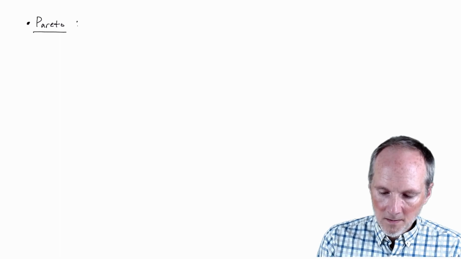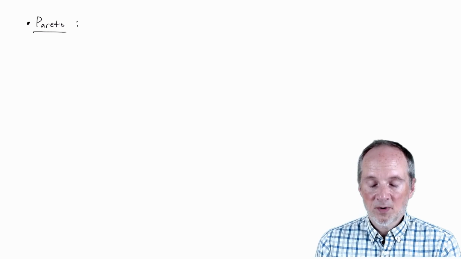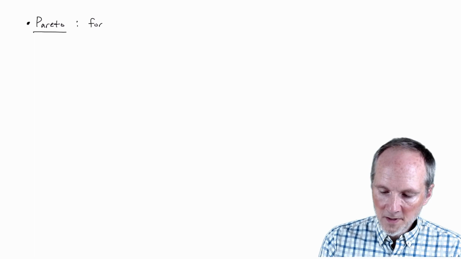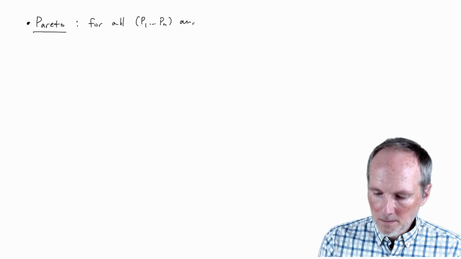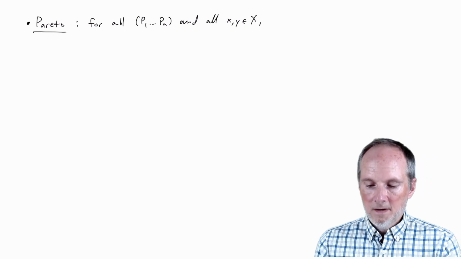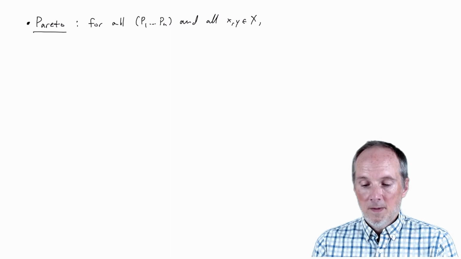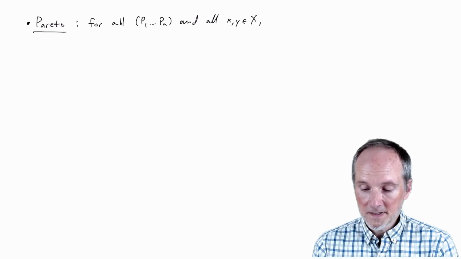Okay. What does it mean for a social preference function to satisfy this Pareto axiom? It means the following: for all profiles and all alternatives, if everyone prefers x to y, then x beats y according to the social preference function. Okay, that's all it is.